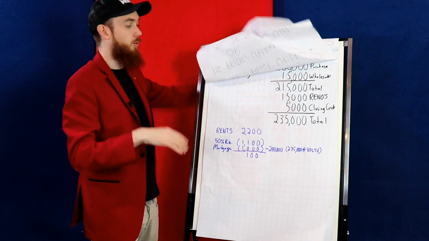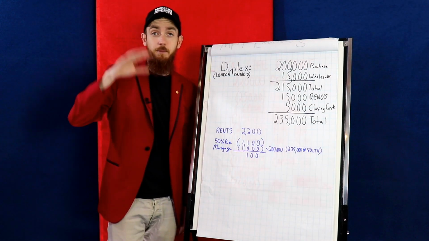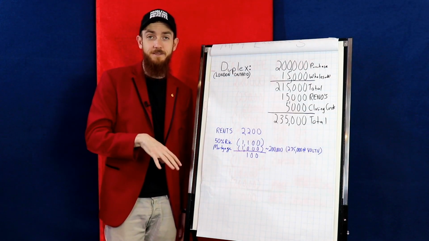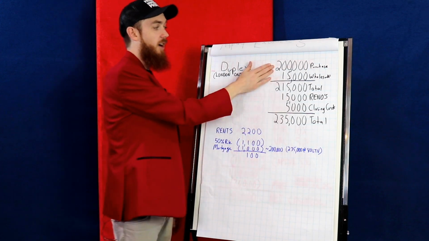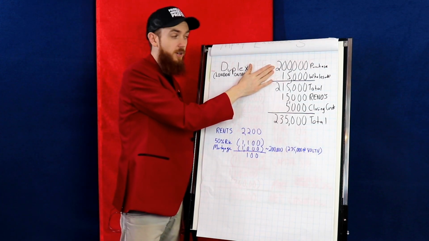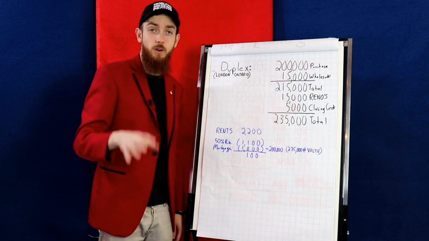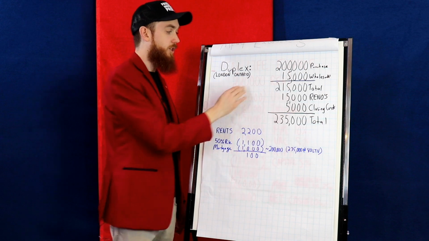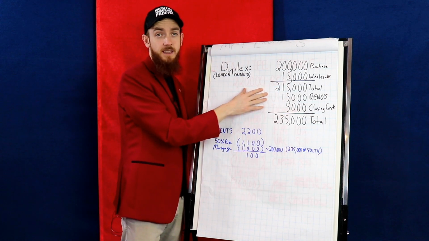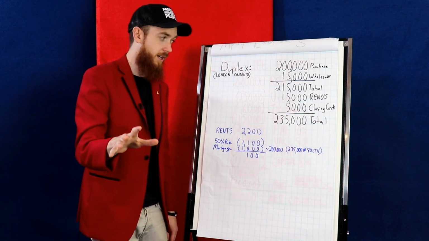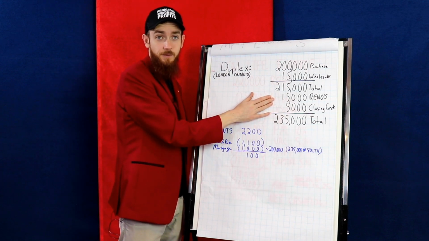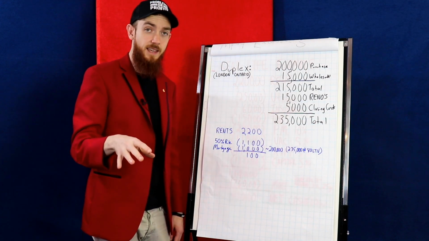So let's get into a real life example. This is a property that me and my team wholesaled to a real estate investor here in London, Ontario. Now, we had tied it up under contract for $200,000. We had a $15,000 wholesale fee, or a $15,000 assignment, which means the investor is going to be $215,000 total into the property. Now, this property did need some renovations, estimated at about $15,000.